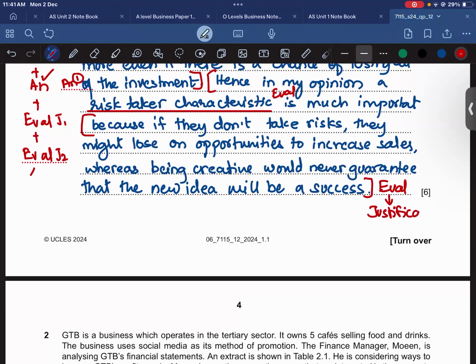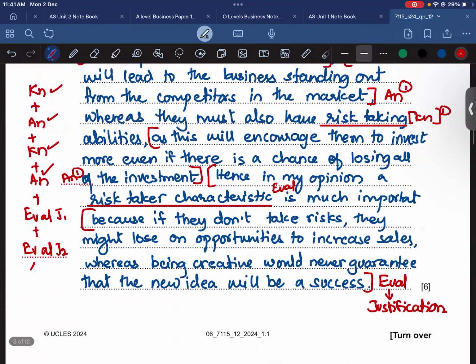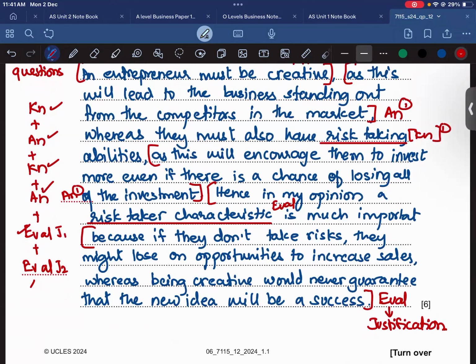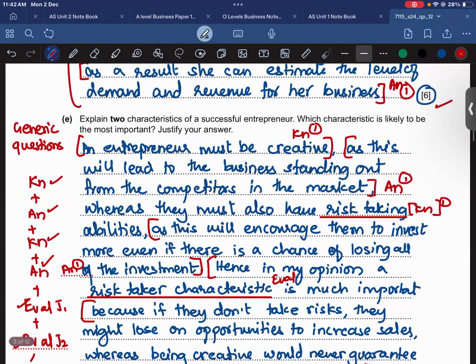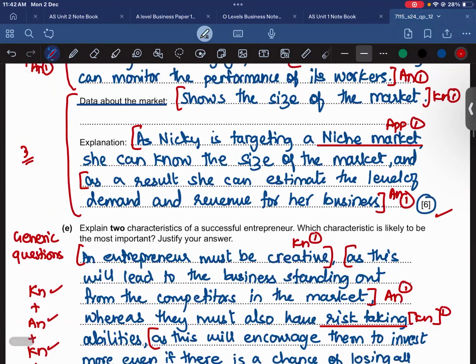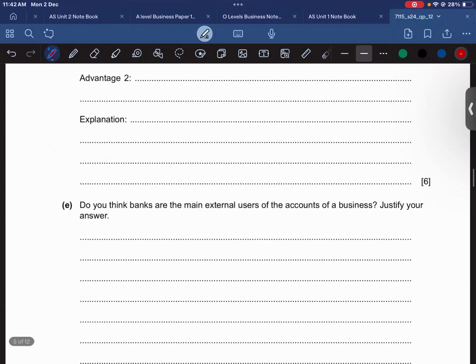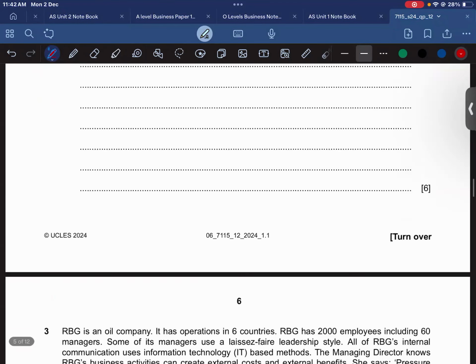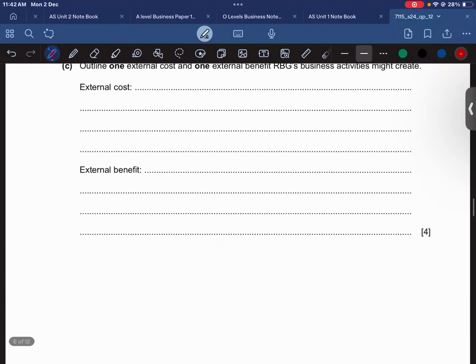Of my opinion. You write your 6 marks generic questions, in which you have written the knowledge, analysis, and then the two evaluation parts, that is the judgment and the justification. So this is how you will complete your 6 marker answer. And similarly over here, each part of the question, all the parts here, you can see they are all generic questions. So you have to completely use this formula to answer your questions.